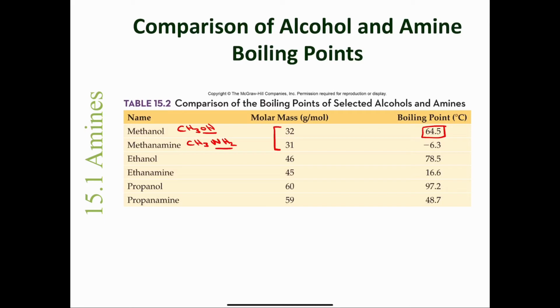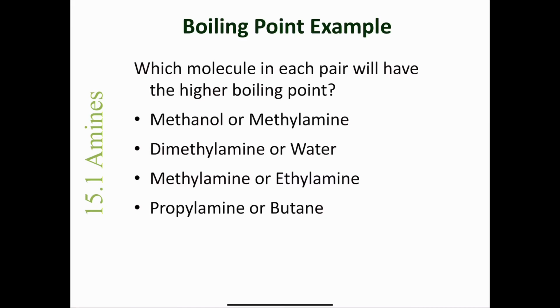The same trends are also seen for a comparison of ethanol and ethanamine and propanol and propanamine, in that the alcohol always has a higher boiling point, again, because the hydrogen bond with an alcohol is stronger than that of an amine. Let's look at a problem here. It says which molecule in each pair will have the higher boiling point. So first let's look at methanol, which is CH3OH, and we'll compare it to methylamine, which is CH3NH2.